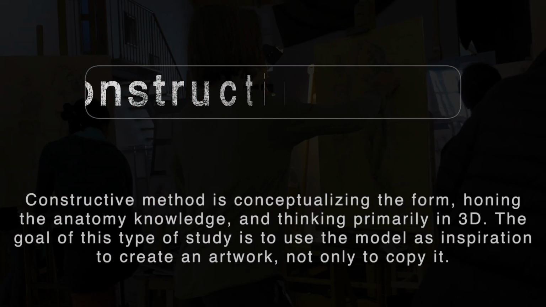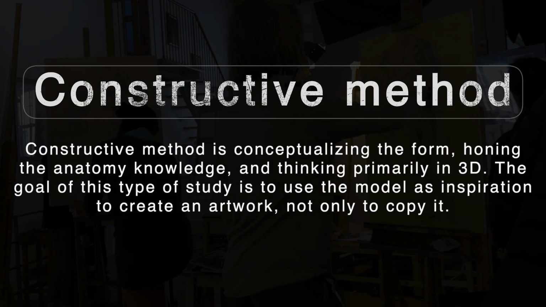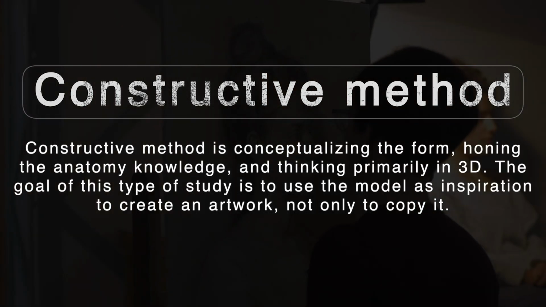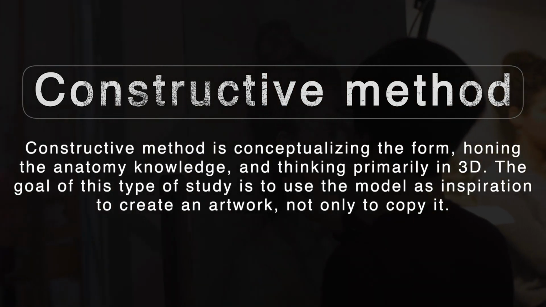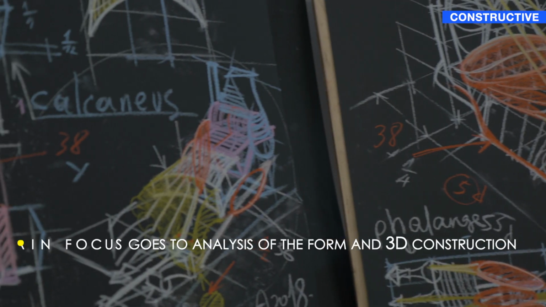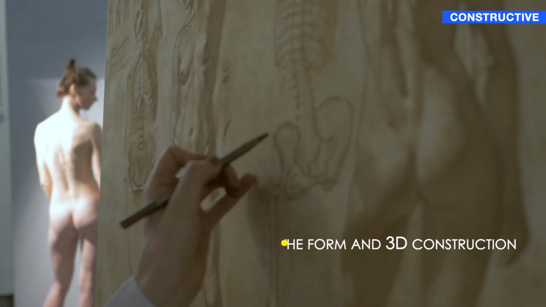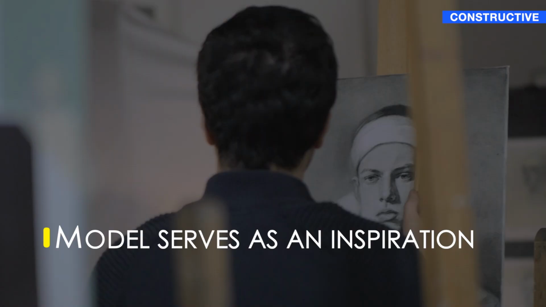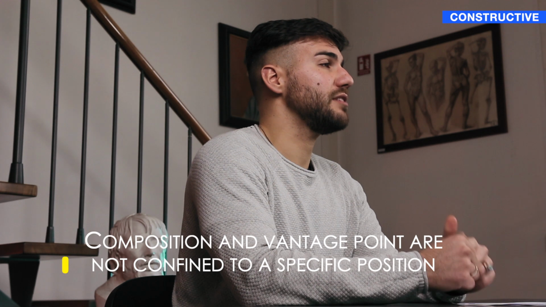Constructive is conceptualizing the form, honing the anatomy knowledge, and thinking primarily in 3D. The goal of this method is to use the model as an inspiration and to create an artwork that is not just a mere copy of it. So what are the core components of this method instead? First, the main focus goes to the analysis of the form and the 3D construction. Second, the model or the object serves you as an inspiration, but is not meant to be copied exactly. Third, composition and vantage point are not confined to a specific position.